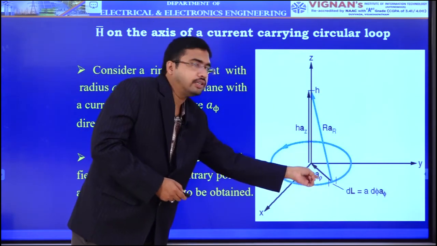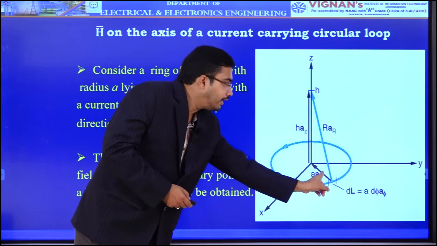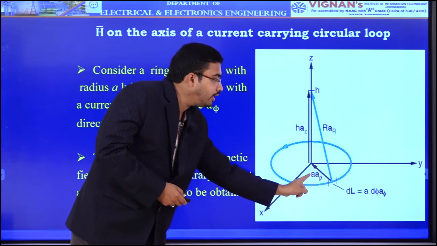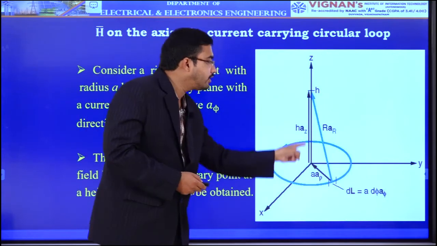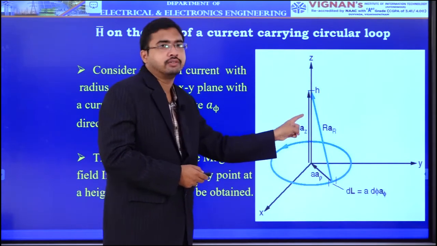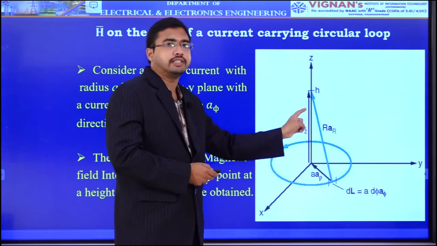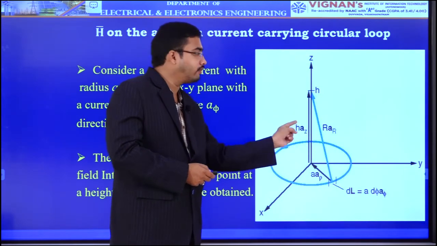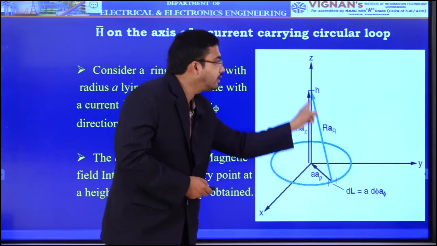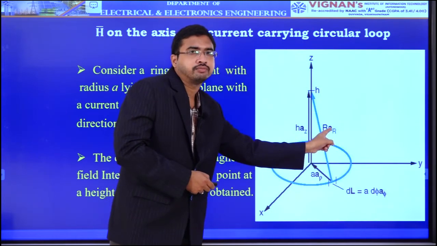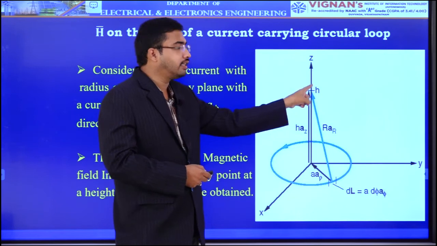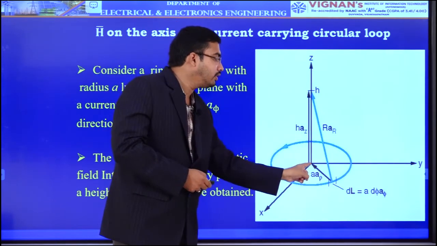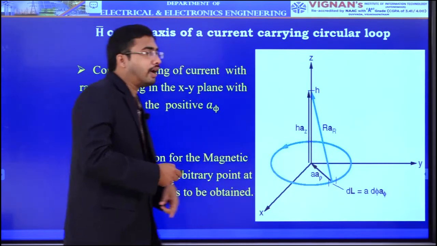Now, what is the unit vector here? a rho, and here the magnitude of this length will be a into a rho in vector form, and the height of this point from the origin is h. Unit vector in this direction is az. So, here the distance in vector form will be h az, and here the distance will be a a rho. Now, I want to find the magnetic field intensity at this point, which is at a height h from the origin, due to this circular current carrying loop.